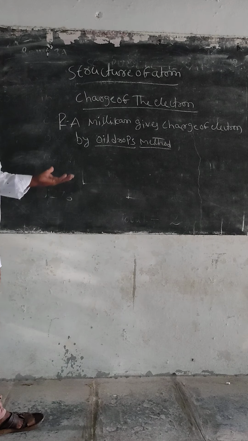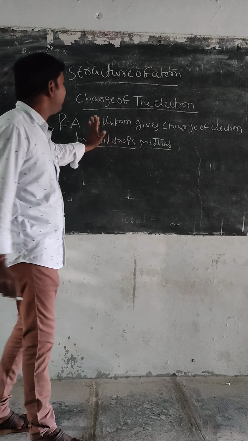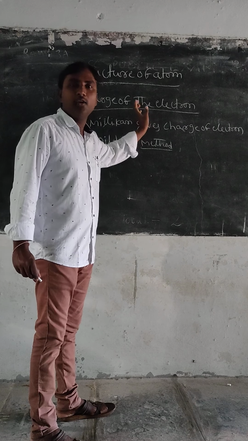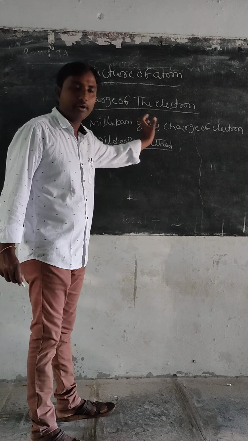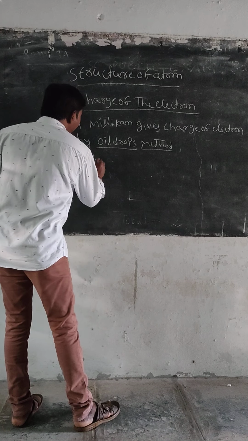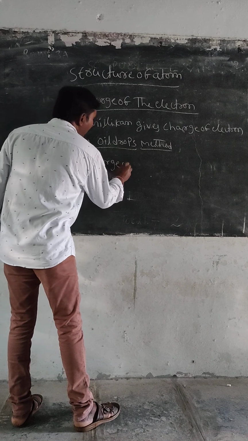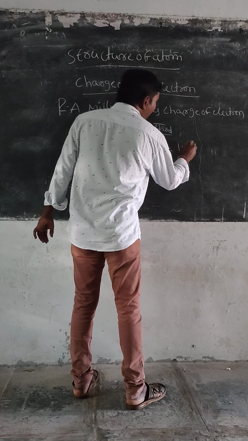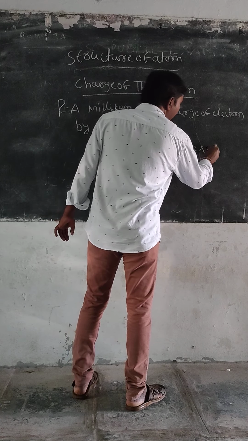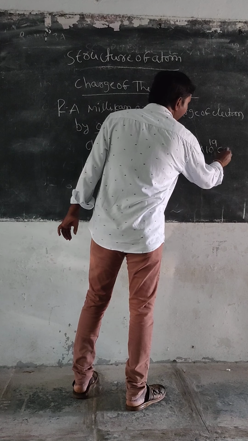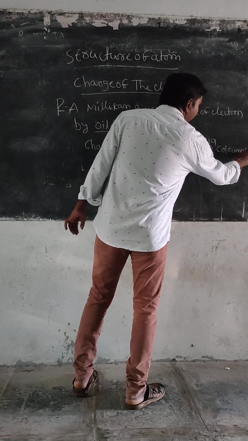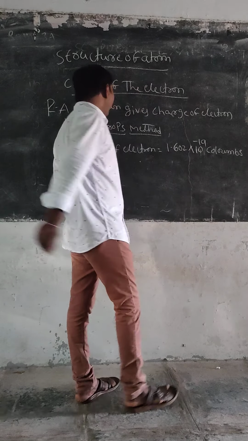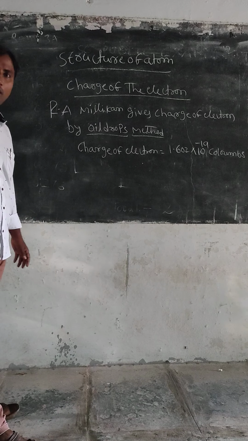Okay, we don't need that experiment. Just the oil drop method. By the oil drop method, he can give an experimental value for the charge of the electron. What is the value? He gave the experimental value, charge of electron equal to 1.602 into 10 power minus 19 coulombs.